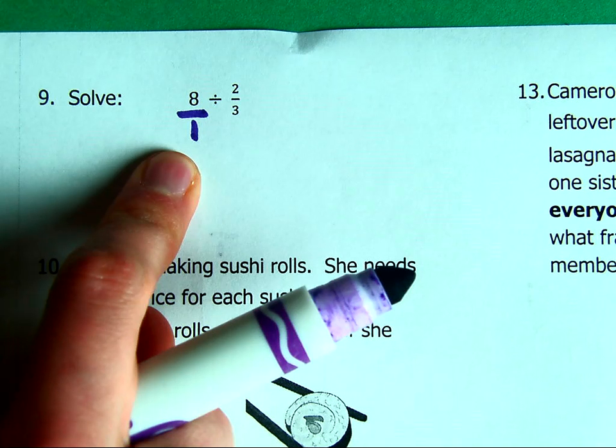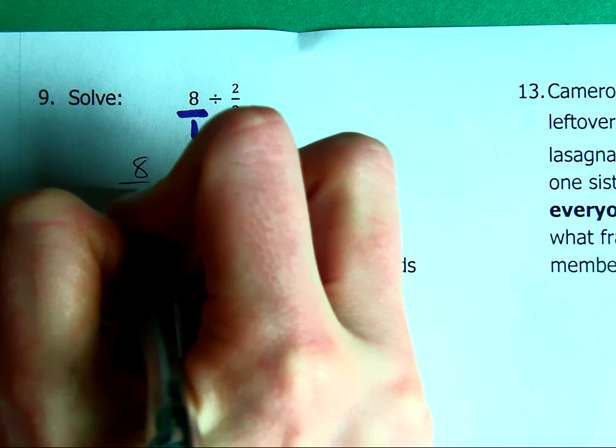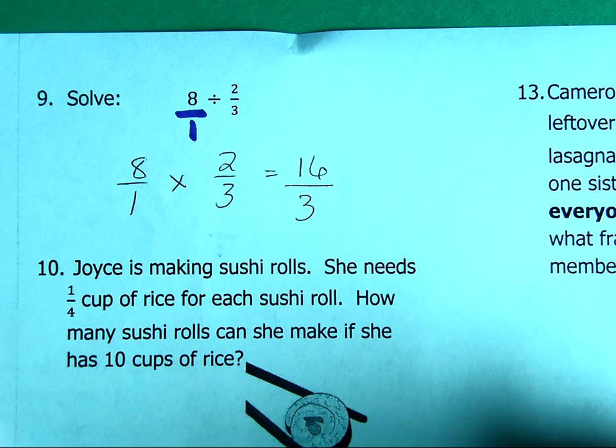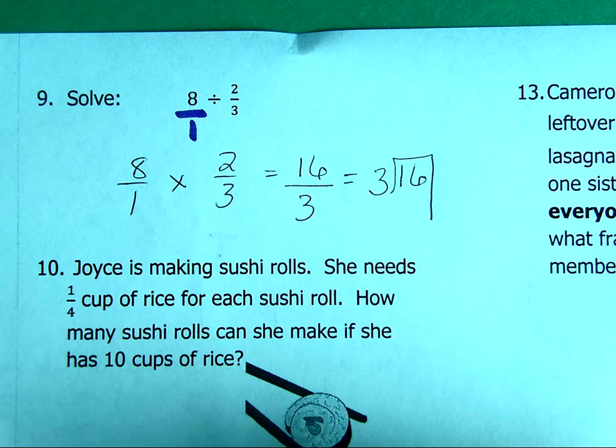So 8 divided by 1 still equals 8 whole. Now I'm going to rewrite this problem. I have 8 over 1 multiplied by 2/3. 8 times 2 equals 16, and 1 times 3 equals 3. Now this is an improper fraction, so I'm going to turn it into a mixed number. I'm going to write 16 divided by 3. I know that 5 times 3 gives me 15. I subtract and have 1 left over. So that means I have 1 left over out of 3. So my final answer will be 5 1/3.